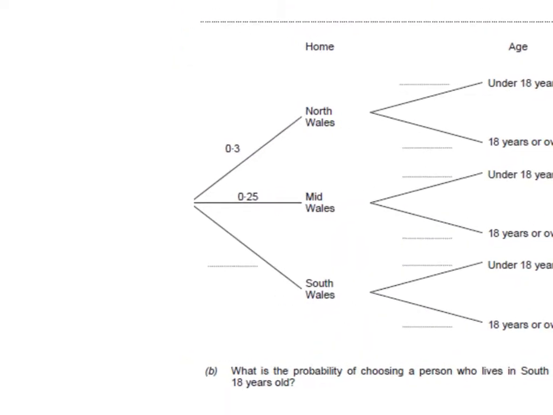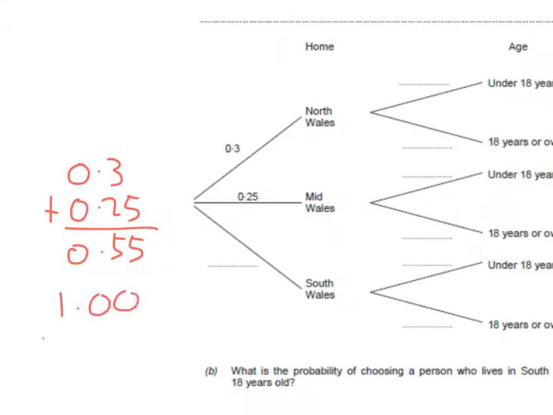And we start off by adding 0.3 and 0.25. Even if you know the answer, you must show your workings in order to pick up the marks. So that's 0.55. Then we must do 1.00, take away 0.55 to show it's 0.45. So the probability that someone lives in South Wales is 0.45.